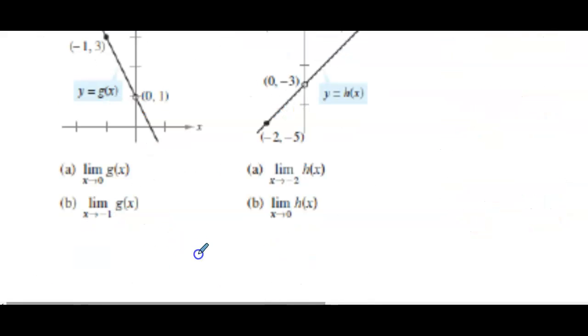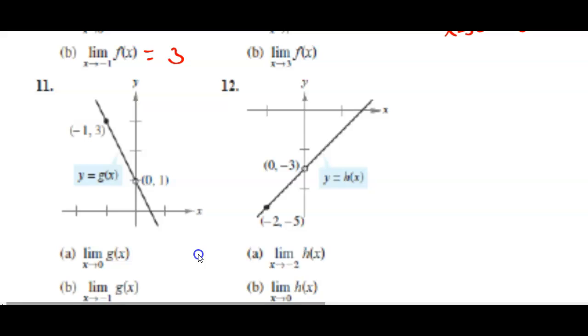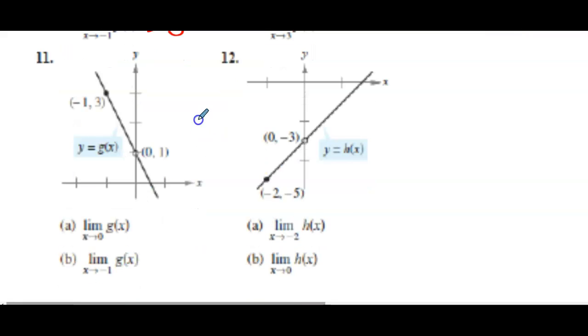Because it approaches the same limit from both sides, that's what you've got to remember. Even right here, for example, as x approaches 0, as it approaches 0 from the left, it approaches 1. As it approaches 0 from the right side, it approaches 1. So therefore, the limit is going to be 1. I know this is a hole, but that doesn't matter. It's what is it approaching, not what is it equal to right there.